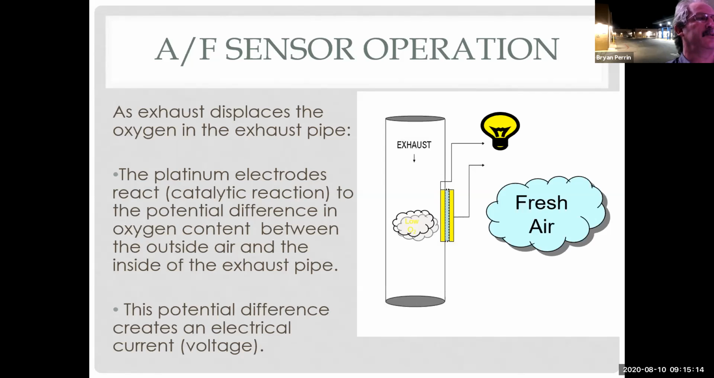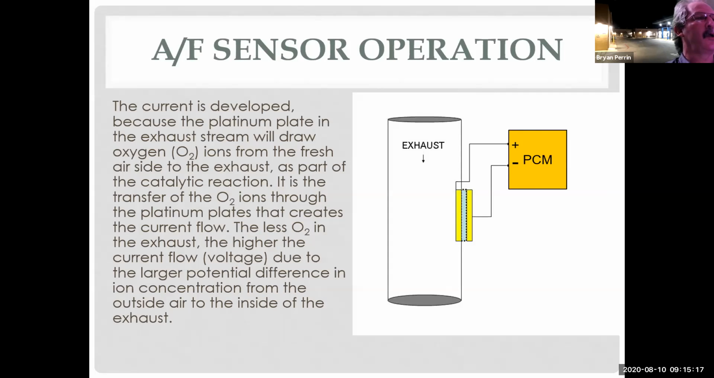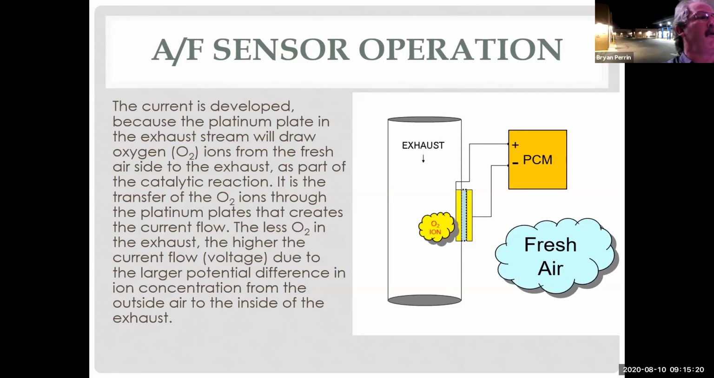And we're going to see a little pass through here. Animation here. So I have an O2 ion, and it's going to go through. The richer the mixture, more ions that flow, the more voltage is generated. So this is our conventional zirconium O2 sensor. So current is developed because the platinum plate and the exhaust will draw oxygen ions from the fresh air side to the exhaust as part of a catalytic reaction. So in other words, what it's trying to do is rebalance lambda. So the more it's trying to rebalance lambda, the more ions that are flowing through.